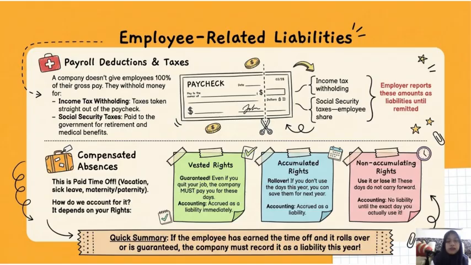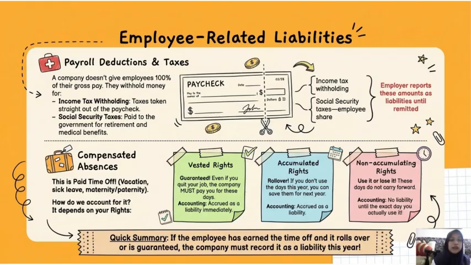First one is vested right. These are guaranteed days. Even if you quit your job today, the company must pay you cash for these unused days. In accounting, this is recorded, or accrued, as a liability immediately.